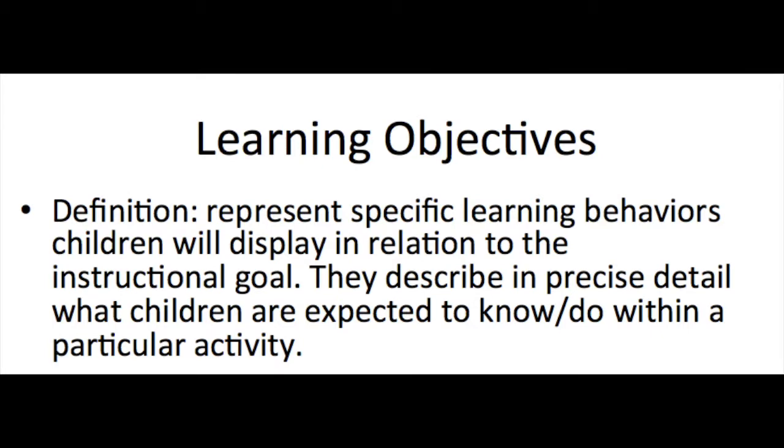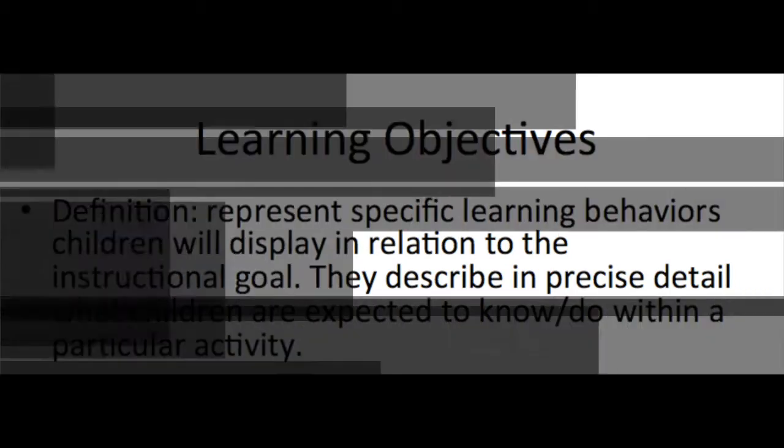Learning objectives represent specific learning behaviors that the children will display in relation to the instructional goal during a particular given lesson. They describe in precise detail what children are expected to know or do within a particular activity or learning experience. So they're different from instructional goals. Instructional goals are the broad, more general framework for the lesson. They are what the teacher wants to accomplish or facilitate. Learning objectives are focused on the children: what they need to make evident in order to demonstrate learning has actually occurred during this learning experience.